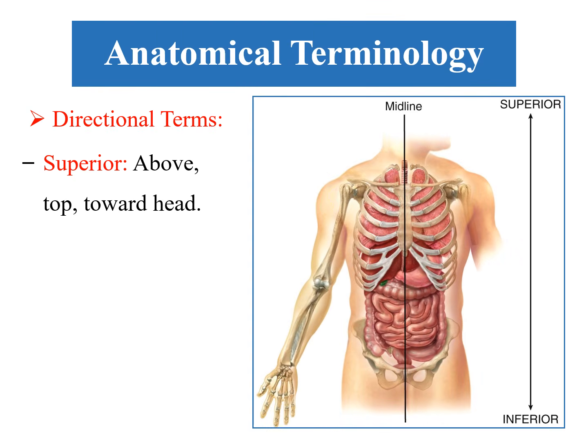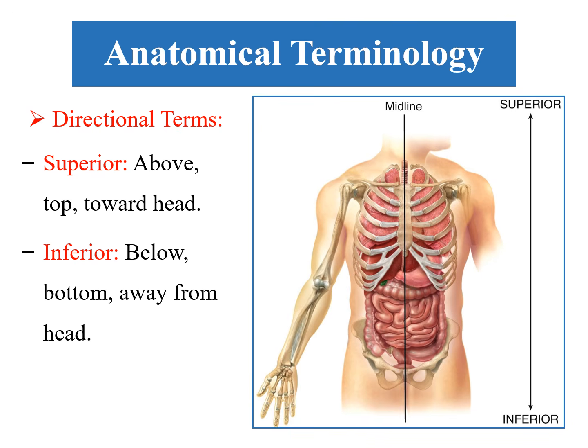We'll start by looking at directional terms. What are directional terms? Directional terms are anatomical terminologies that are used to describe body structures in relation to one another. So the first directional term that we're going to look at is superior. The word superior means above or on top or towards the head. So when we say one structure is superior to another structure, we mean it's either above or on top of that structure, or it is closer to the head.